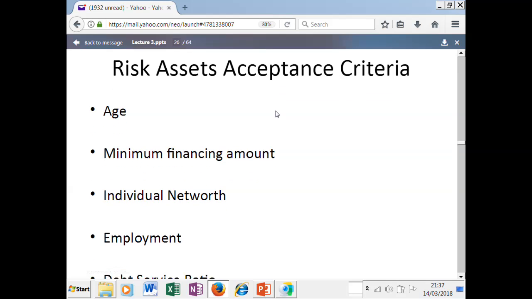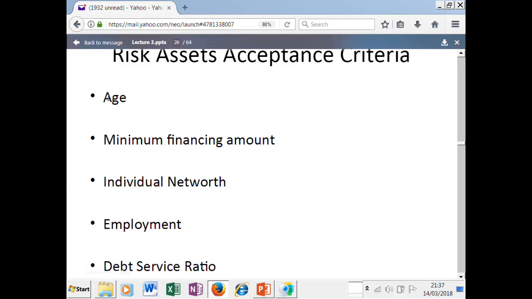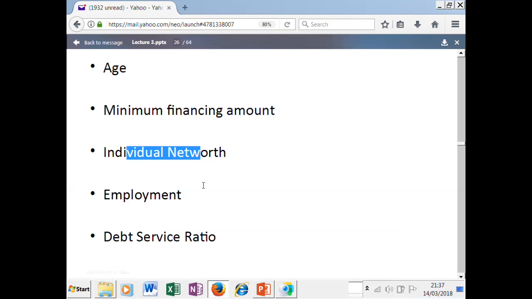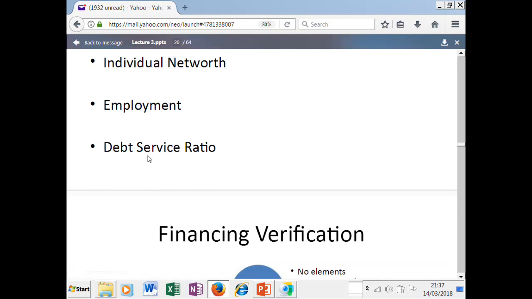Alright, now let's look at the risk acceptance criteria. First is age. Kalau bawah umur tu tak boleh. Minimum financing amount, individual net worth, employment, and debt service ratio. Okay, do you know what is debt service ratio? The total debt, the total loan that has to be served every month as compared to your income, as compared to your salary.